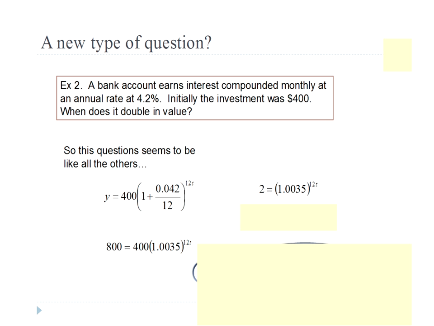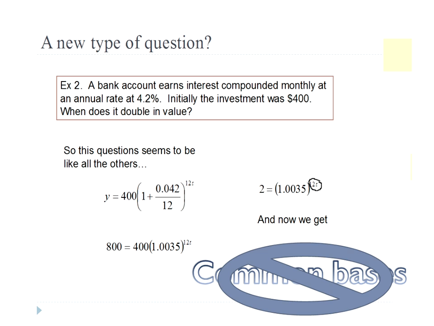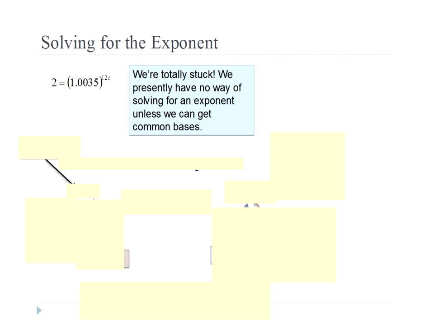I'm going to isolate the power. And now I'm solving an exponential equation. Again, I know it's an exponential equation because the unknown is in the exponent. And so I'm going to try and get common bases, but of course we can't here. So we're stuck, and this is going to take us pretty much all night to figure out how to do this. Isn't that great?